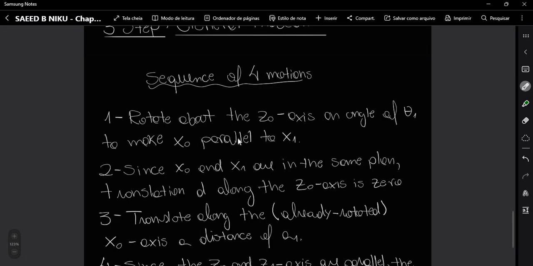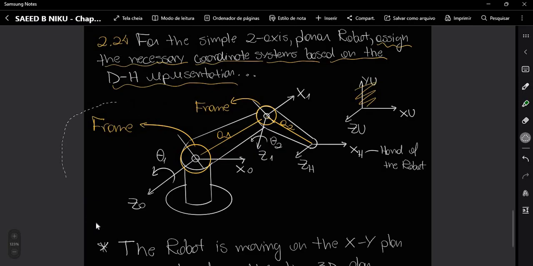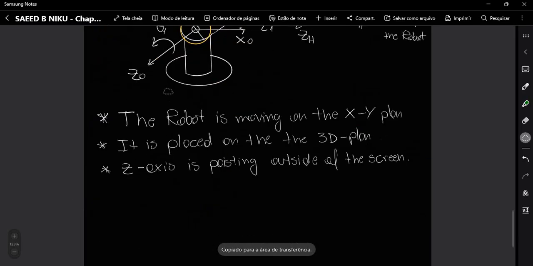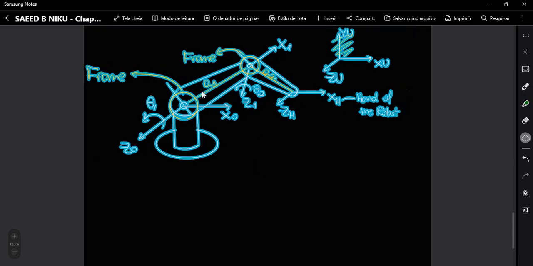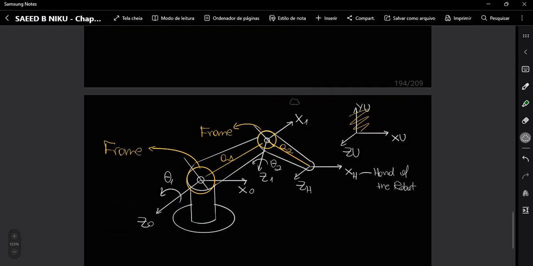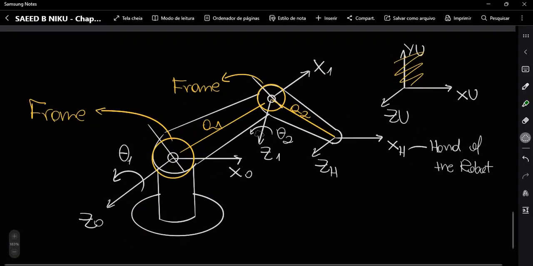Okay, so let me just copy this illustration. And now, as I said, let's try to illustrate these motions on this drawing.